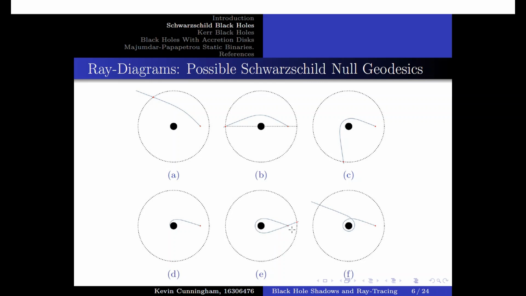An observer looks to the side of the black hole and they see light that comes from themselves or from behind them. Figure F, again, is a more pronounced deflection. Light comes in, does a loop around the black hole before making it to our observer. In principle, light can do an arbitrary number of loops before escaping and going to an observer.